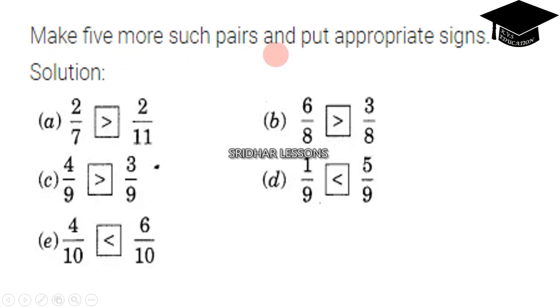Make 5 more such pairs and put appropriate signs. The solution is 2 by 7, 2 by 11. Which one is greater? This is greater. 2 by 7 is greater than 2 by 11.